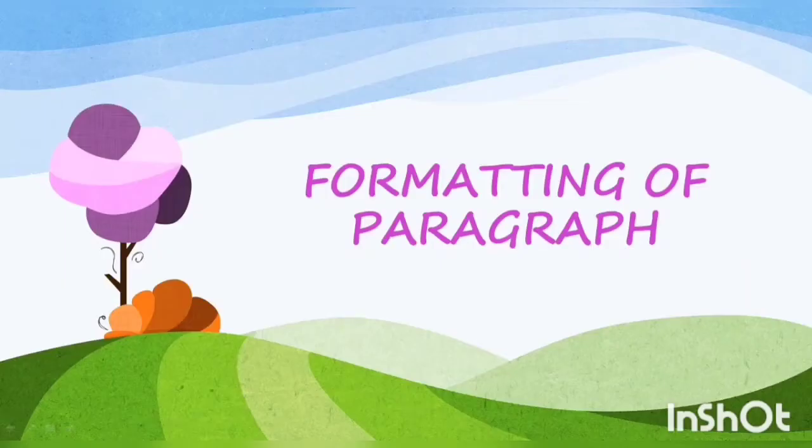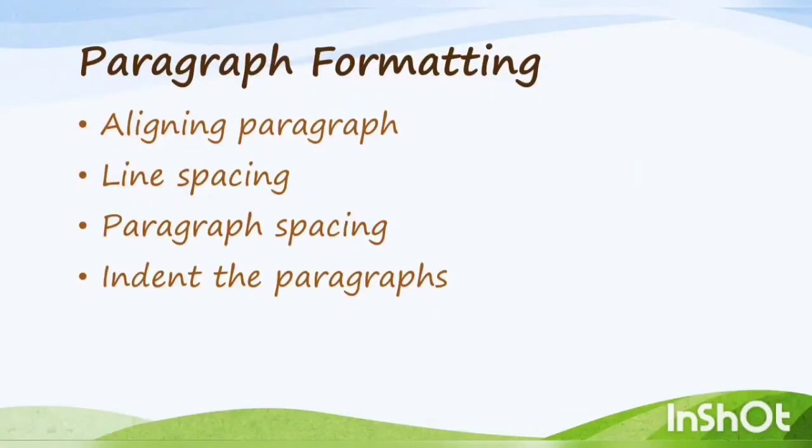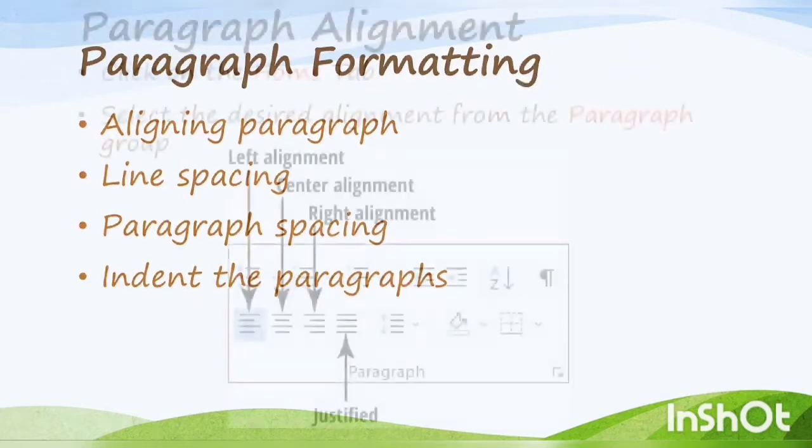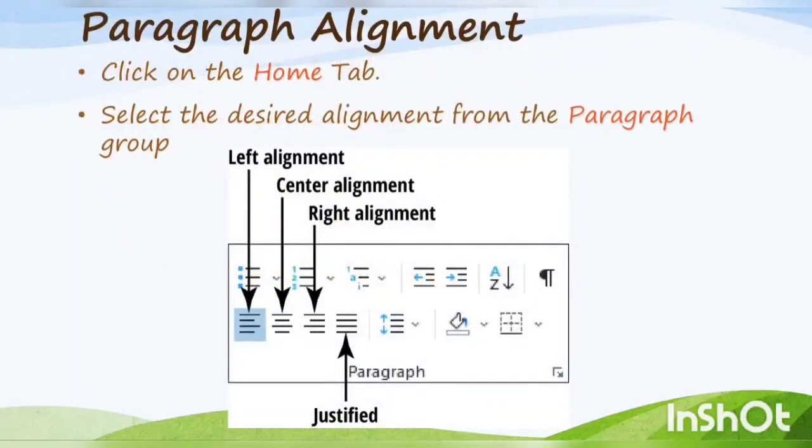Okay. The next topic is formatting of paragraph. Under this paragraph formatting concept, we have 4 sub options, that is aligning of paragraph, line spacing, paragraph spacing, and indenting paragraph. Let's start with the first option, that is paragraph alignment. As you can see in an image at the bottom here, these are the features which you will find under the home tab, under the paragraph group. So you have to click on the home tab.